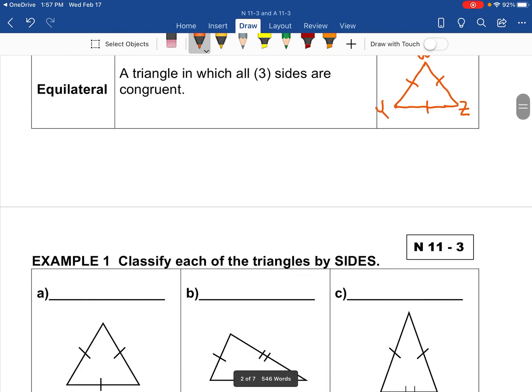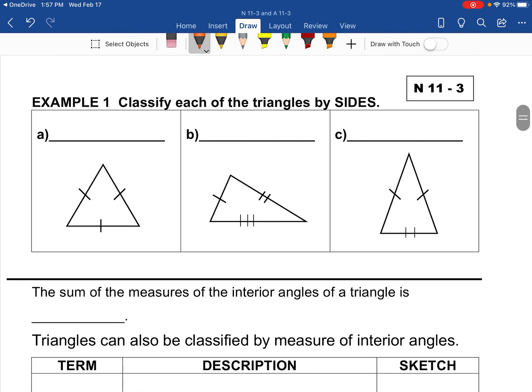Okay. All right, first example, I want you to pause the video and classify these three triangles by the length of their sides. Okay, so hit pause now, then hit play to see the answers. A is equilateral, B is scalene, and C is isosceles.